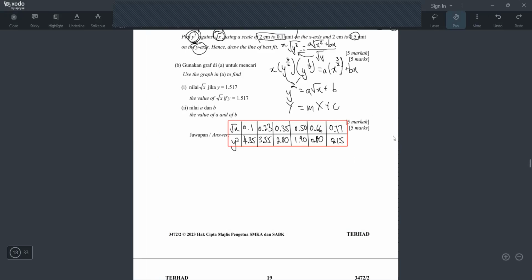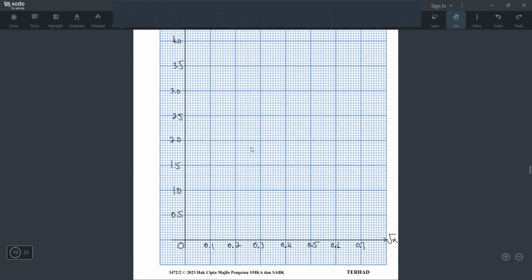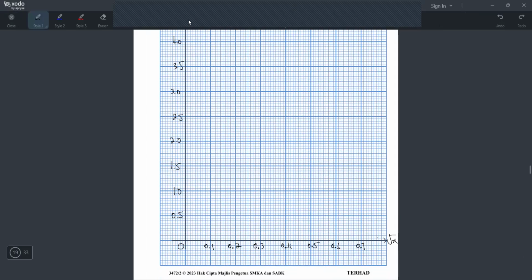Let's plot our first point. Our first point is 0.1, 4.35. I will do it very fast because I don't want to drag this video. So 0.1, 4.35 is just, where's 4.35?